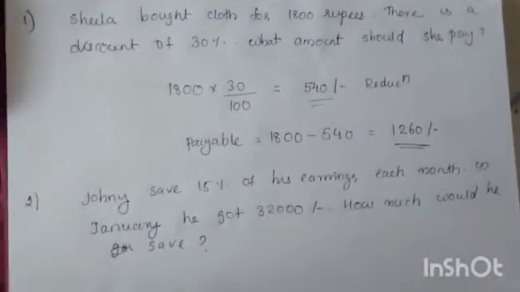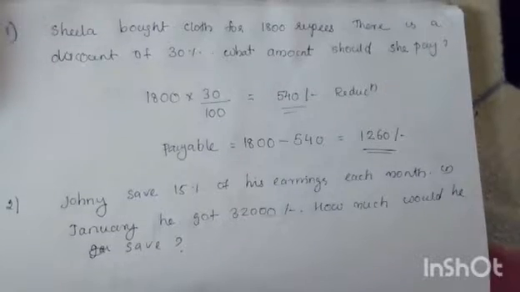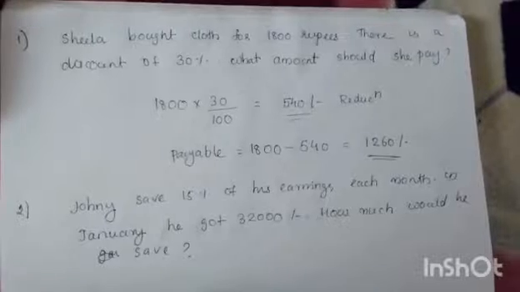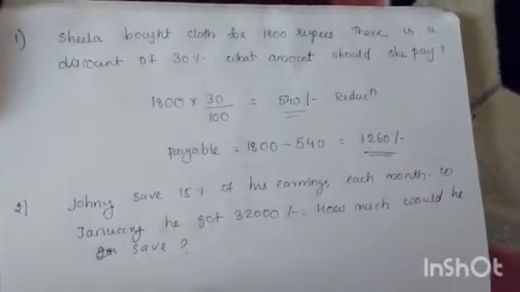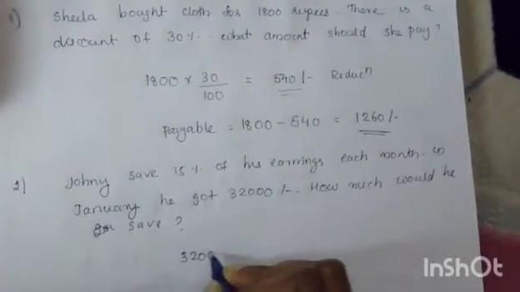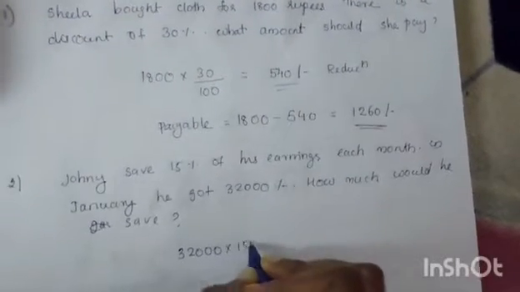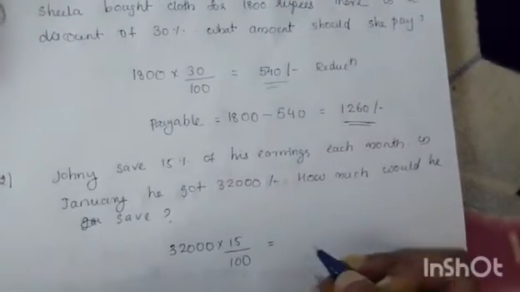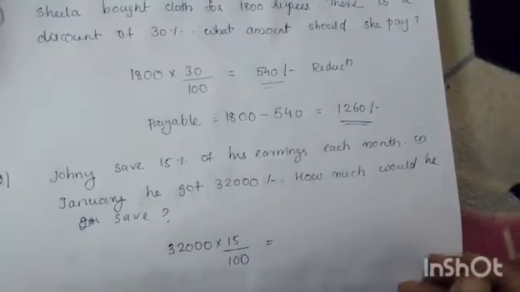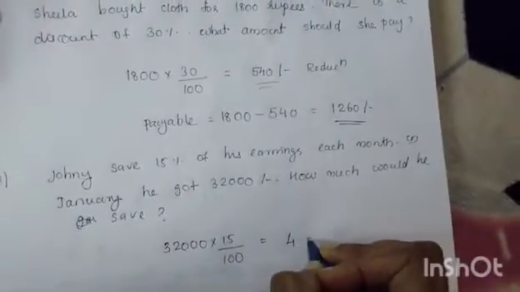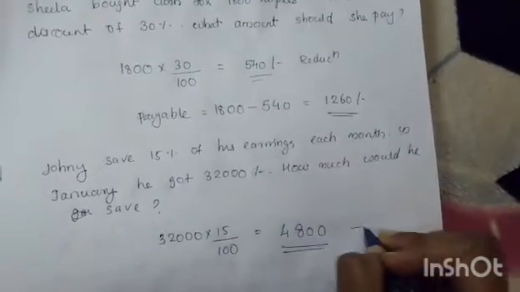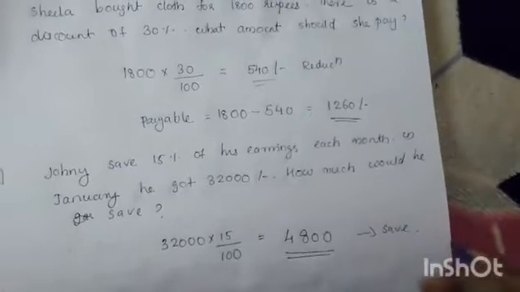Moving to the next question. Johnny saved 50% of his earning each month. In January, he got 32,000 rupees. How much would he save? Here we want to find the amount of 50% of 32,000. By cancelling the zeros in the numerator and denominator, we get the result as 16,000 rupees. This is the amount that he saves every month.